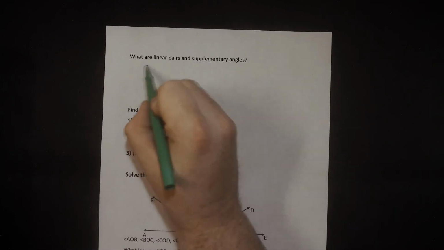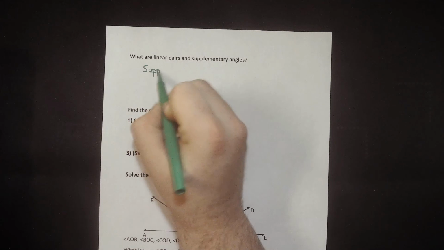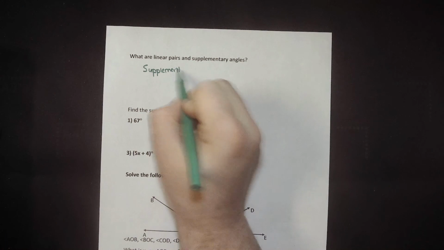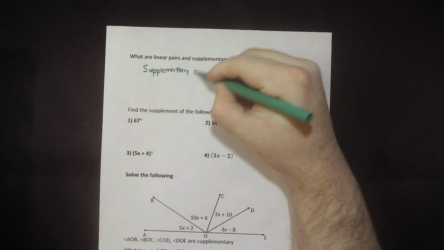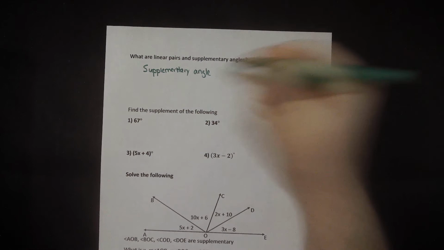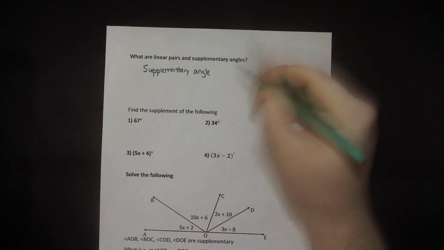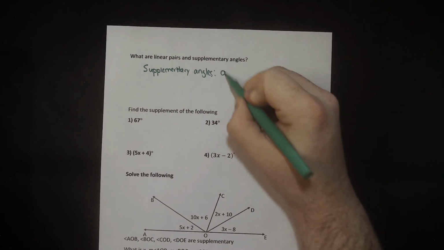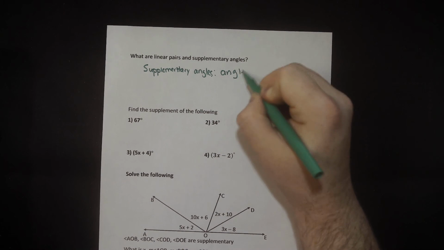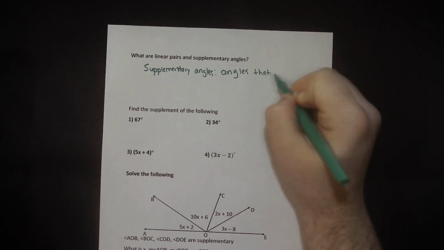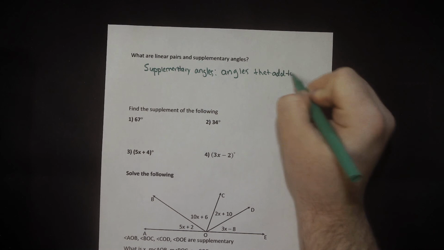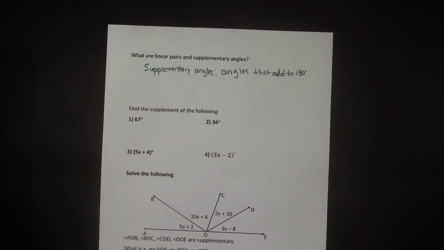Supplementary angles means angles that add to 180. So this can be any set as well. It doesn't have to be 2. It could be 2, 3, 5, 8, 12 angles, all of which would add up to be 180. That would mean they're supplementary.